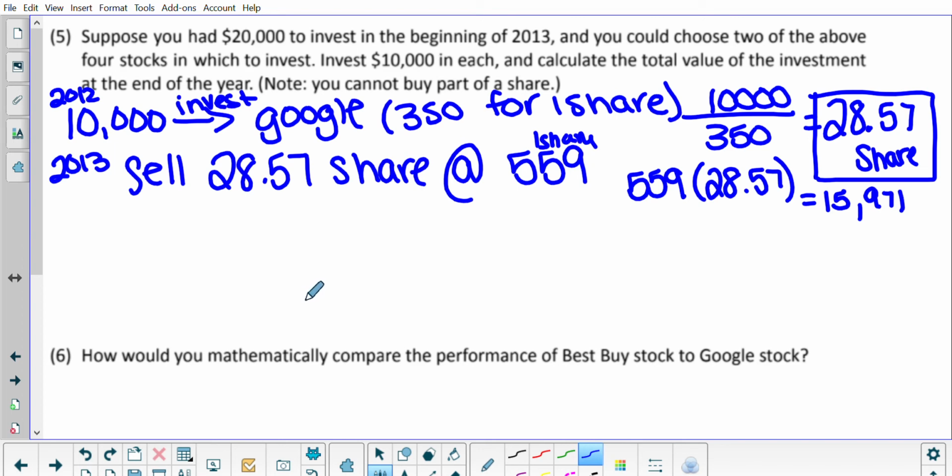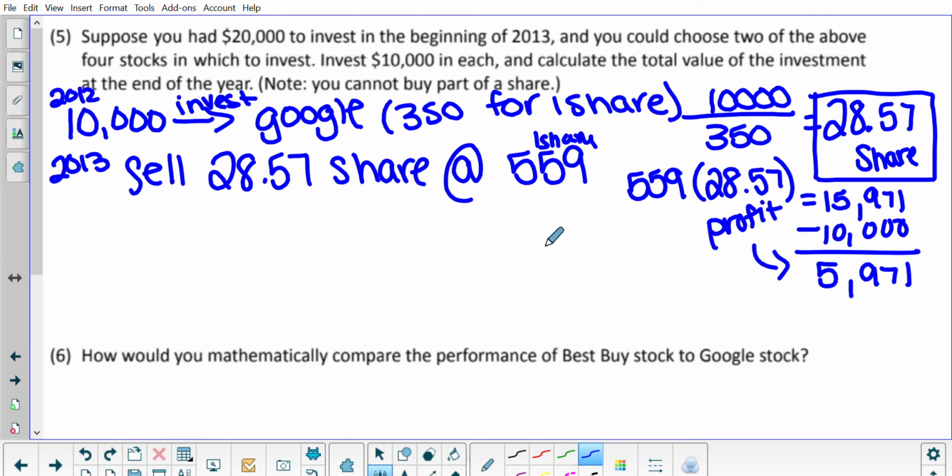But if you remember from the beginning, I didn't put in $0. I didn't get these shares for free. I had to put in 10,000. So in the long run, I really only made, which is a pretty good profit, 5,971. That's the profit that I made by investing 10,000 into Google.